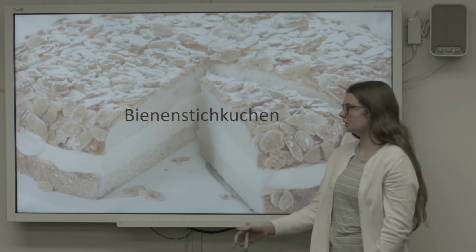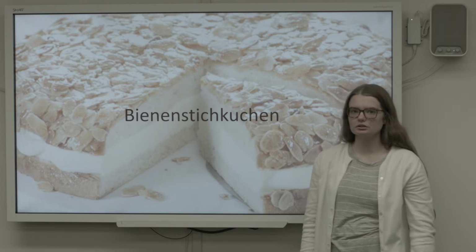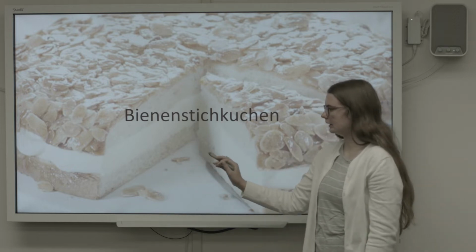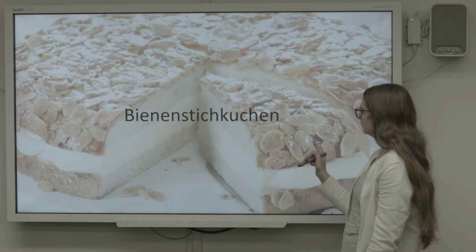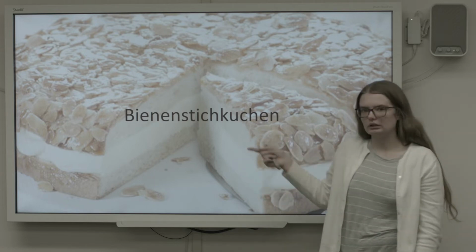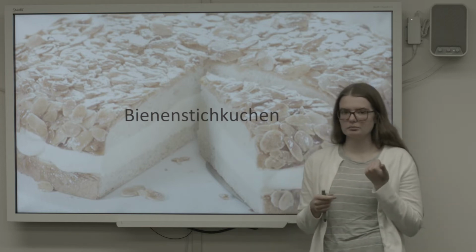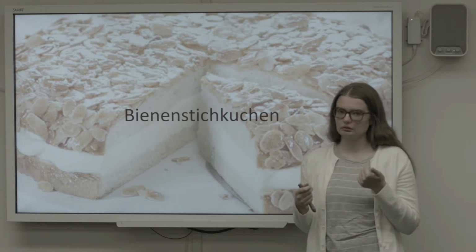Hi everyone, today we're going to talk about Bienenstichkuchen, which is a traditional German dessert. It's like a yeast cake, and then it has a vanilla pudding center and then an almond and honey topping. So we're going to go over some helpful terms for when you're talking about Bienenstichkuchen and desserts in general.